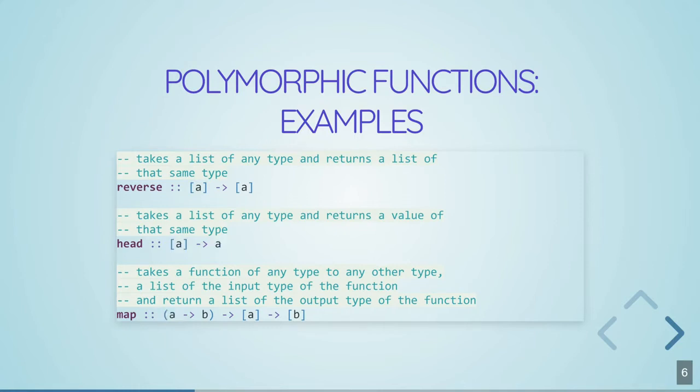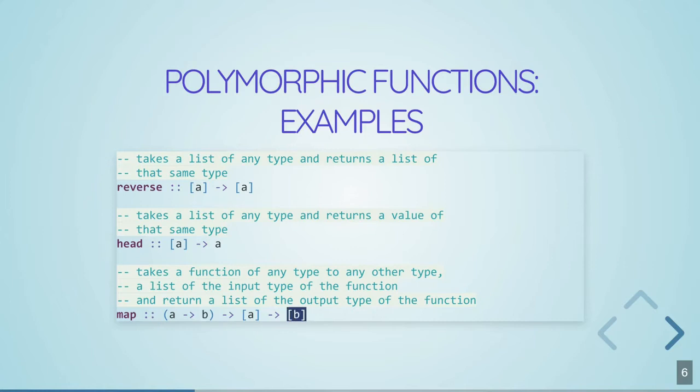Now map is a bit more of an interesting function. Map takes a function as its first argument, okay? So its first argument is actually a function. Then it takes a list of A as its second argument, goes through that list, and applies the function to each element in that list. The function takes an A as input. So it's going to go through this list, take each A, and turn each A into a B. So then the output is going to be a list of B.